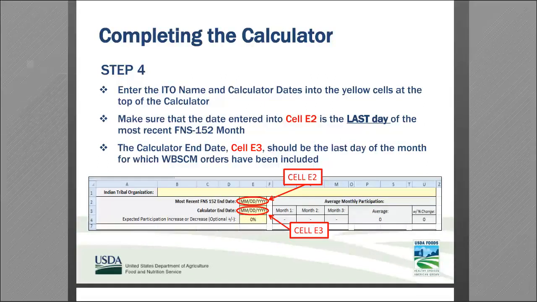Step 4 is to fill out the ITO name and calculator dates. Cell E2 should be the last day of the most recent FNS 152 month. Cell E3 should be the last day of the month for which WebSCM orders have been included. If you're completing the calculator for the purposes of sending to the national office, you'll put in the last day of the inventory calculator report month. For example, if the reporting month is January, you're going to enter the date January 31st, 2018.